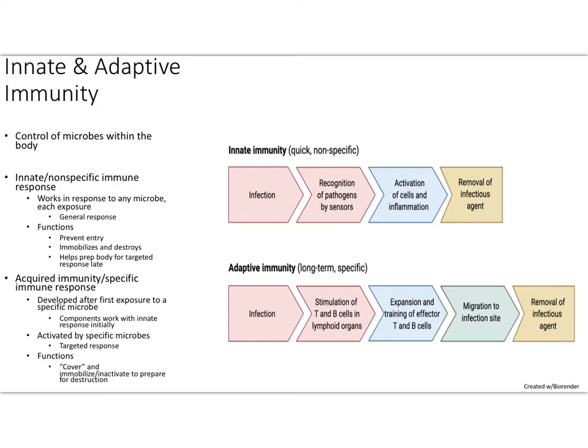This type of immune response is required by specific microbes, and its primary function is to cover, and I put that in quotes because it's not an exact function, but it's kind of a good analogy, but it's to cover a microbe with specific proteins we call antibodies and help immobilize or inactivate that microbe in the body.